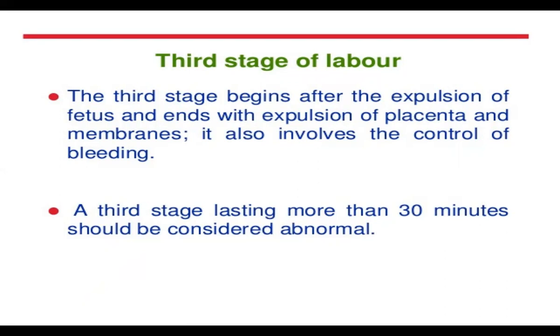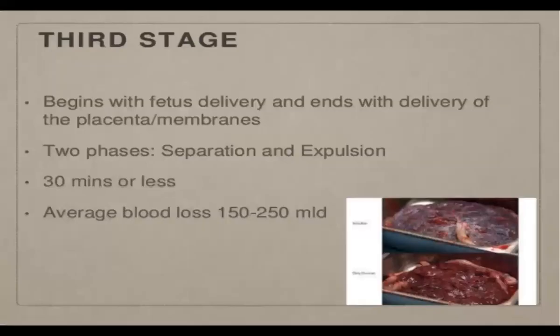It also involves the control of bleeding. A third stage lasting more than 30 minutes is abnormal, so it should be less than 30 minutes. It begins with fetus delivery and ends with delivery of the placenta and membranes. There are two phases: first is separation and second is expulsion. Time is 30 minutes or less. Blood loss is 150 to 250 ml; if more than that, it is PPH, postpartum hemorrhage. Just see, after the delivery, the placenta is removed.